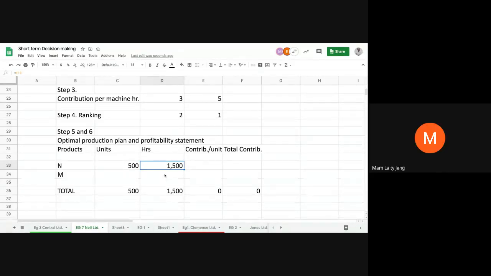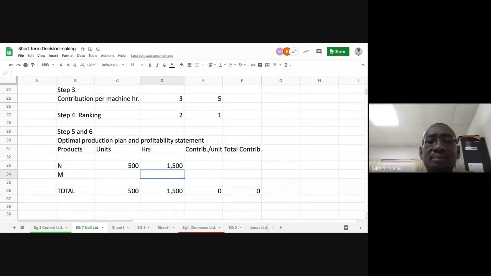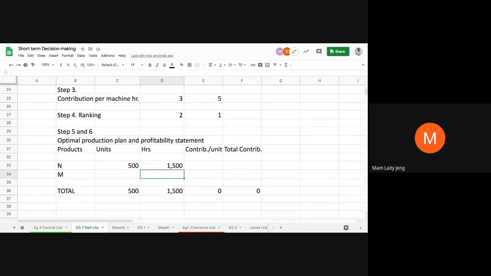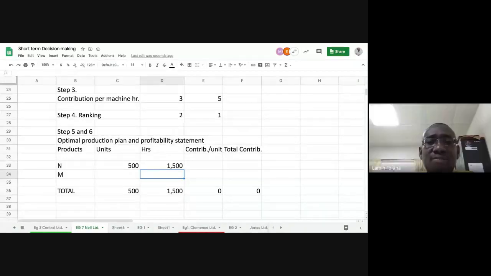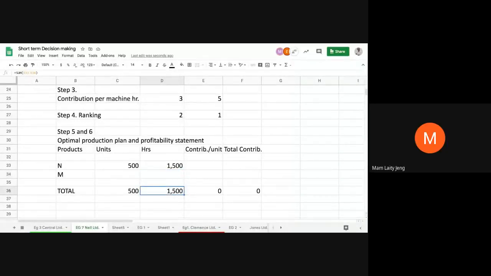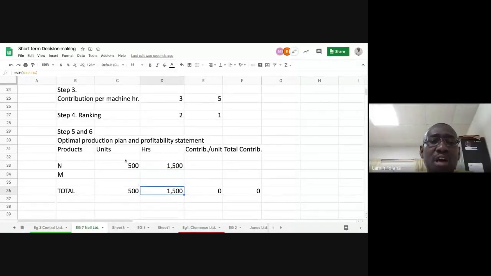Mr. Fofana, sorry to draw you back. Yeah, go ahead, I don't mind. How do you have the 1,500? This 1,500 here. I'm just trying to do a total for both N and M: the total units, the total hours, and the total contribution. So I just did a formula here to get the 1,500, so that once you type anything here, it's going to be added automatically.